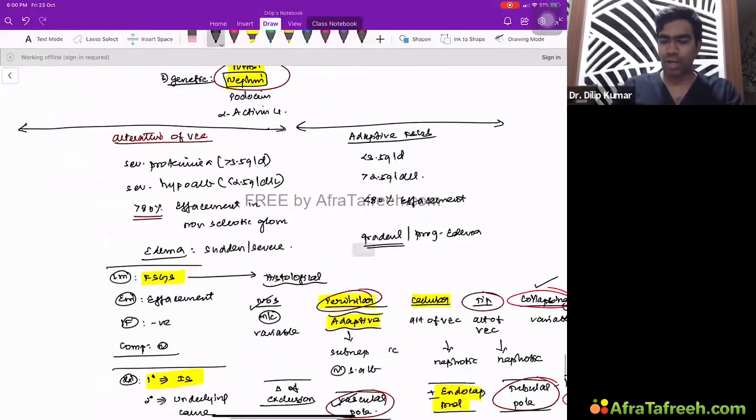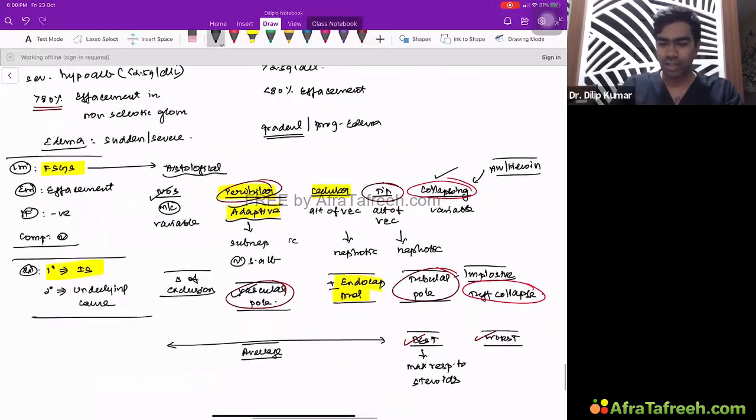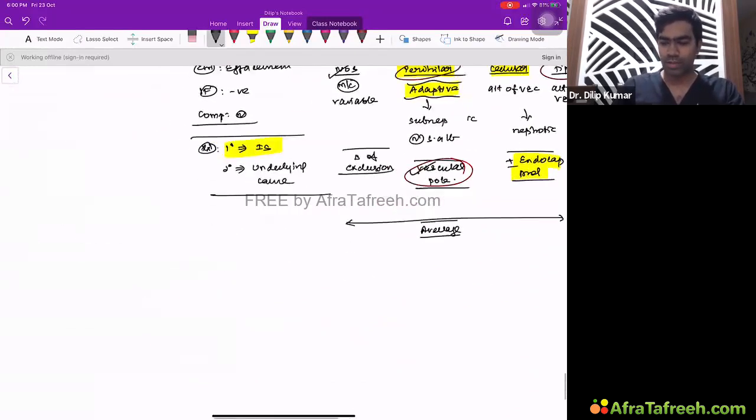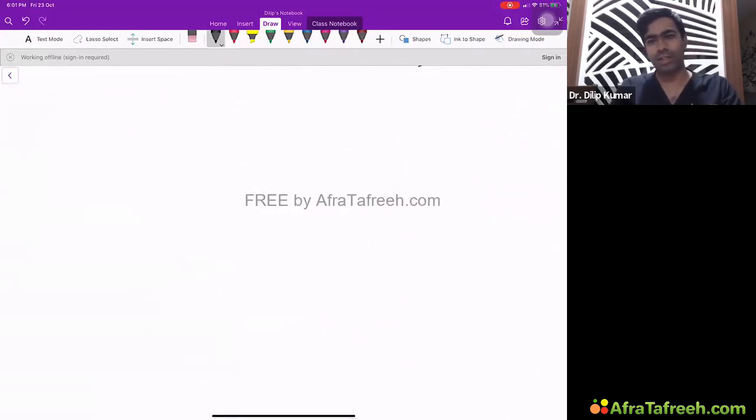And if you don't understand this entire histological picture, just remember: tip is best, collapsing is the worst. So at least these 2 things, if you know, that's going to be more than enough. These are the important points as far as exams are concerned.